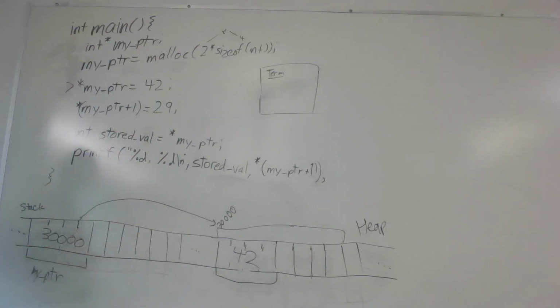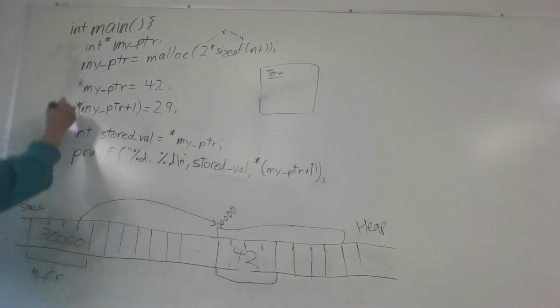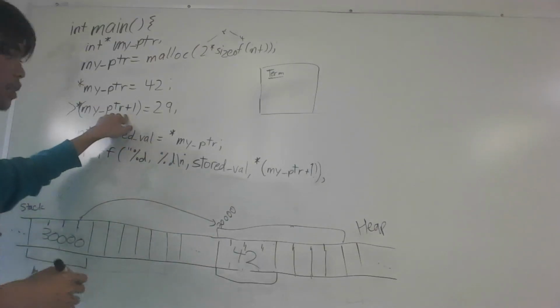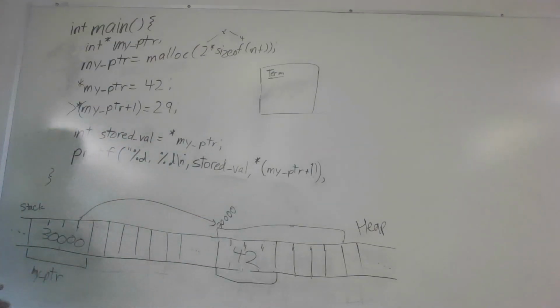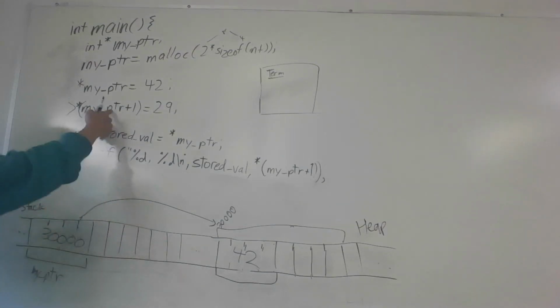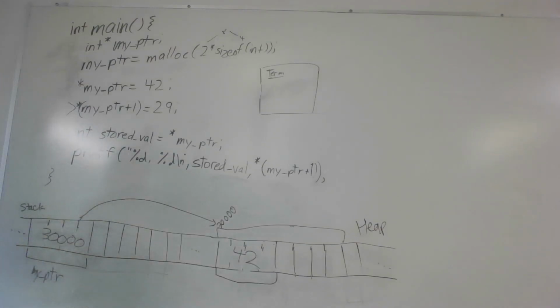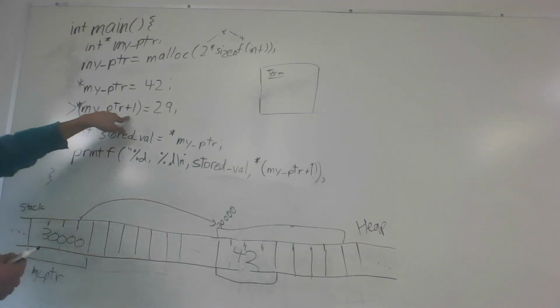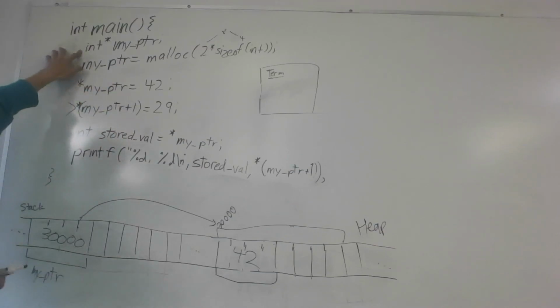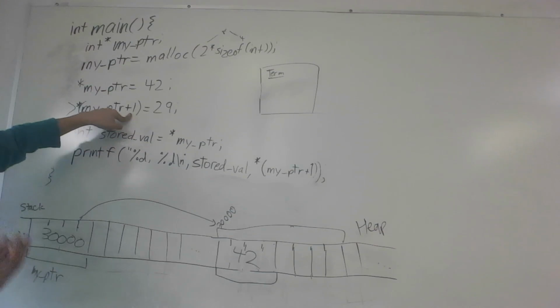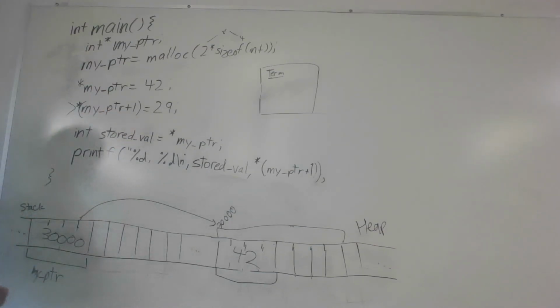Okay, what's next? Star (my_pointer plus 1) equals 29. It's very similar to this one, except we have this addition here. We did say addresses were just numbers, so it makes sense that math works on them, but the math is a little funky. You might think it would be 30,001, but in fact my_pointer plus 1 becomes 30,004. Why? When we're doing additions to pointers, we first multiply the constant value by the size of the type being pointed to. So this would be 1 times the size of an integer, which is 1 times 4. 30,000 plus 1 times 4 is 30,004.